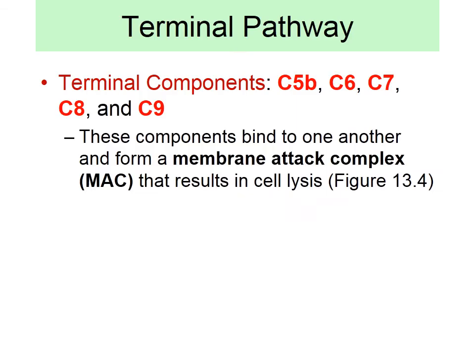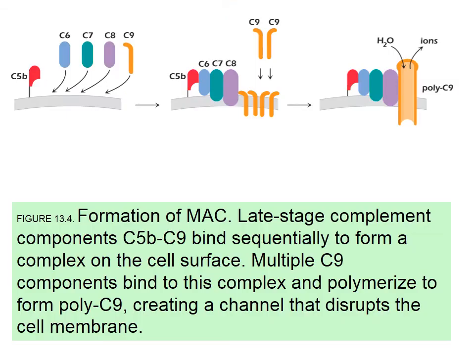Now, if you look at the terminal pathway, lastly, the terminal components are C5b, C6, C7, C8, and C9, and they're very important because they're going to form a very important membrane attack complex that is called MAC, that will result in cell lysis. So that's very interesting, and I'm going to discuss it in a while. If you look at this picture, you have all those C5 through C9, and they form a MAC, membrane attack complex. Initially they are separated, and then they form a complex on the cell surface.